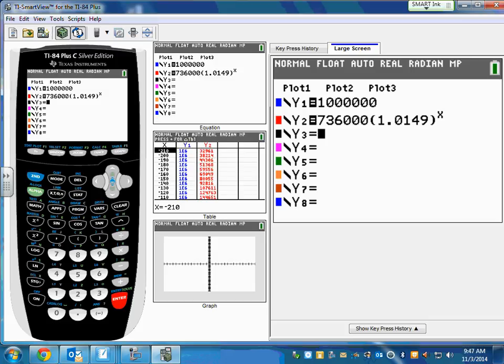Yours should have a little caret button in this. So here's the issue. If we graph this right now, your window is probably like negative 10 to 10. We need to see a million. So really important, if you're going to use a graphing calculator and you're putting in really big numbers, you have to go and change your window.